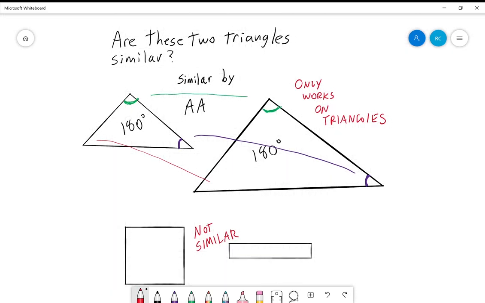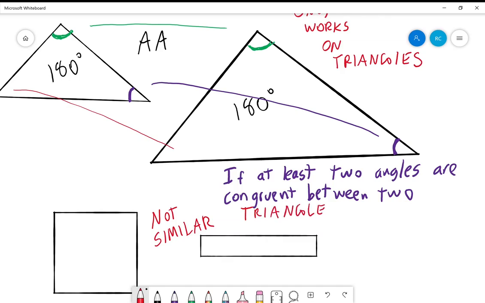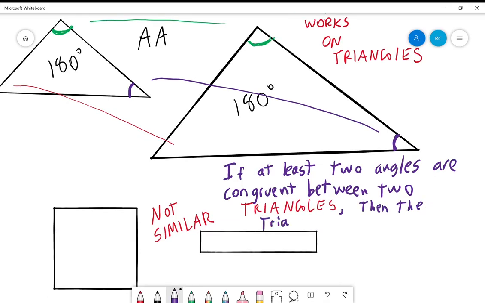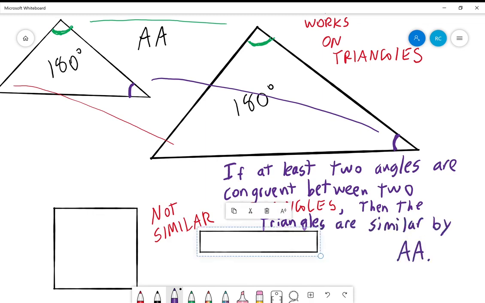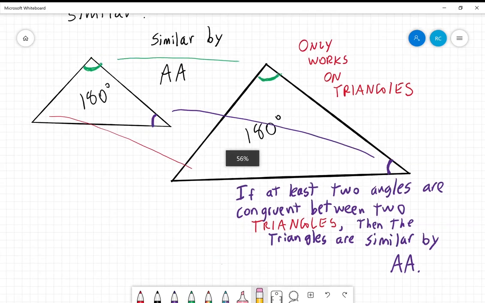So that's angle, angle. Again, quick recap. If at least two angles are congruent between two triangles, then the triangles are similar by angle, angle. So I'm going to delete this not similar stuff. And I'm going to leave this up on the screen for a moment.